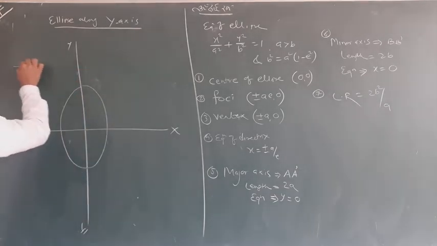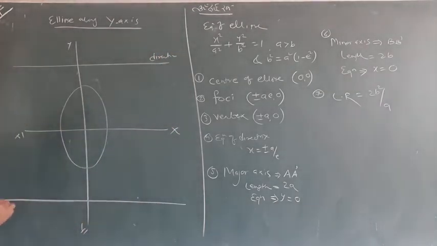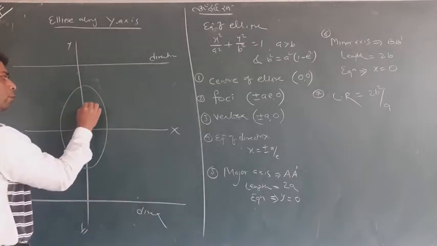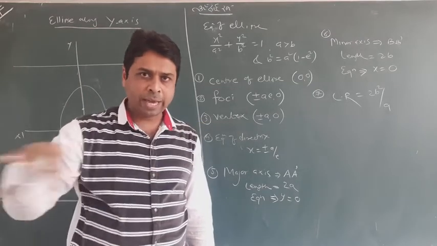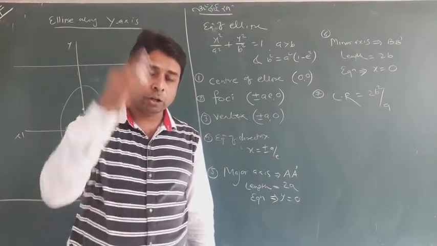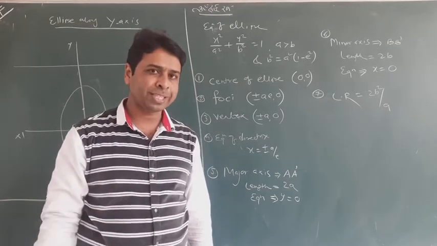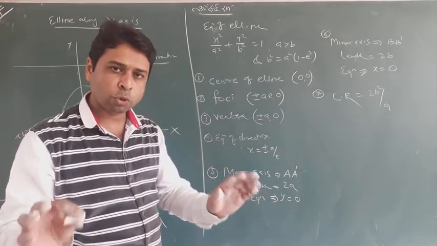Simple, simple. It is the directrix. It is the directrix. And now, very important, I am telling you, look. I always prefer that along the x-axis I use the symbol small a, and along the y-axis I use small b. So I just follow the same. I don't want you to see the book, and I request you guys, don't see the book also.